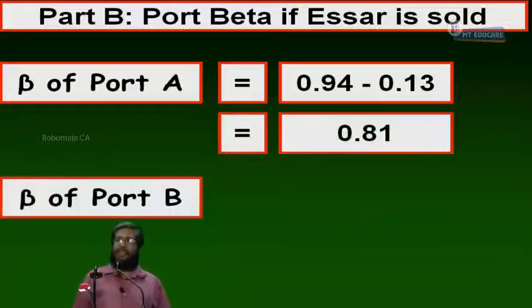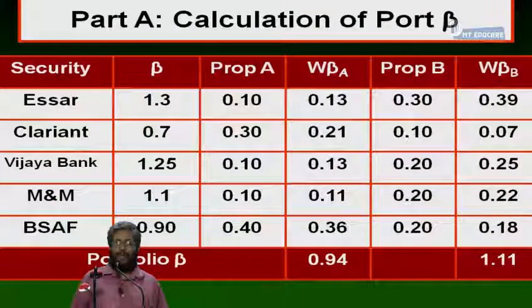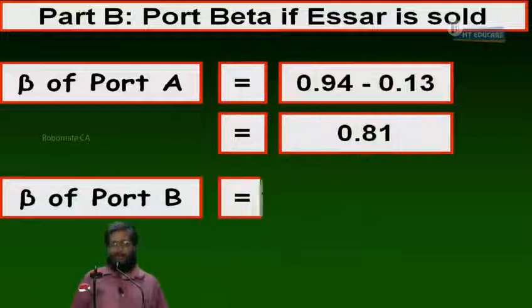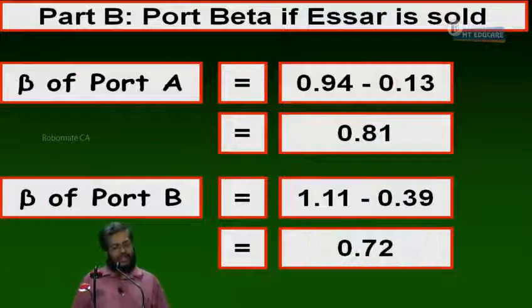Beta of portfolio B is equal to 1.11 minus 0.39, which is equal to 0.72. The question says, now which is more risky? In this scenario, portfolio A is more risky. Write down, in this scenario, portfolio A is more risky.